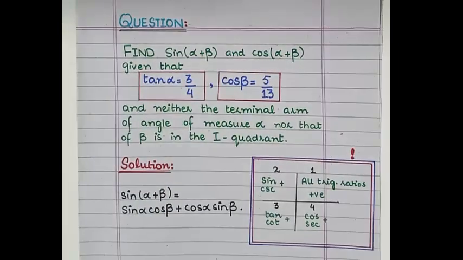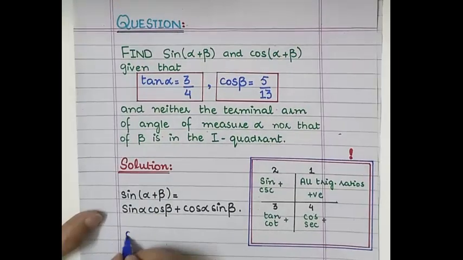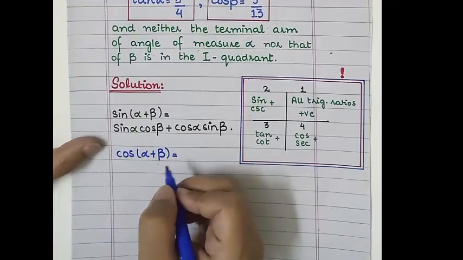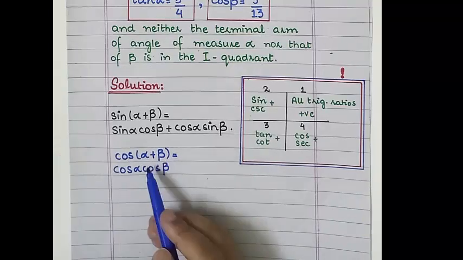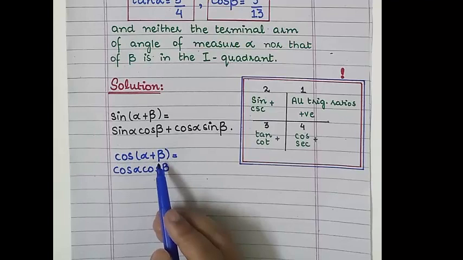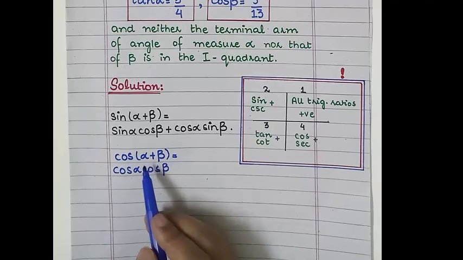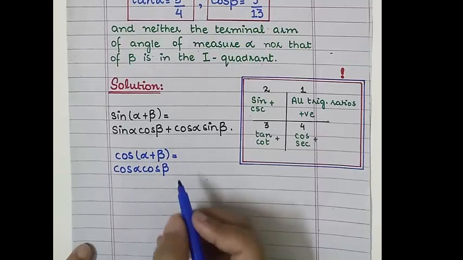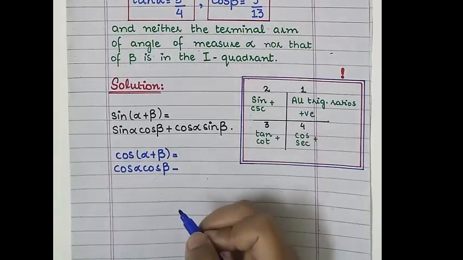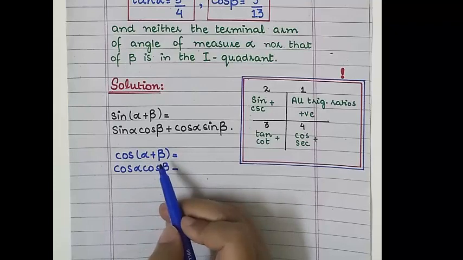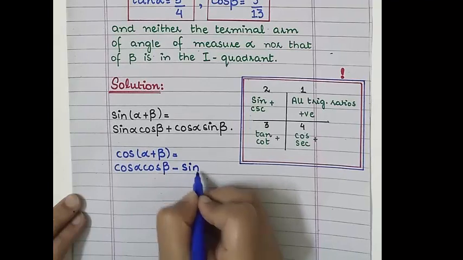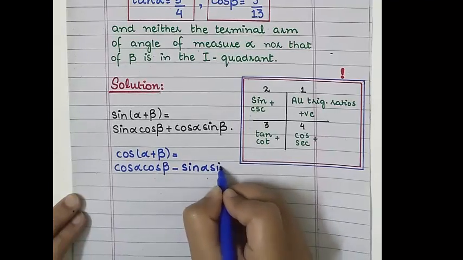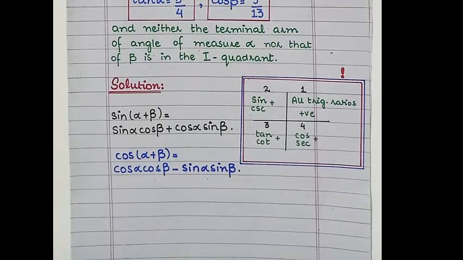Now to find the formula of cos(alpha plus beta), we have the formula cos alpha cos beta. In the formula of cos(alpha plus beta), we take the opposite sign. If the formula is for cos(alpha plus beta), we take the negative sign, and if we have the formula for cos(alpha minus beta), we take a positive sign, right? And then we have sin alpha sin beta. So from here we infer that we have to find four values.